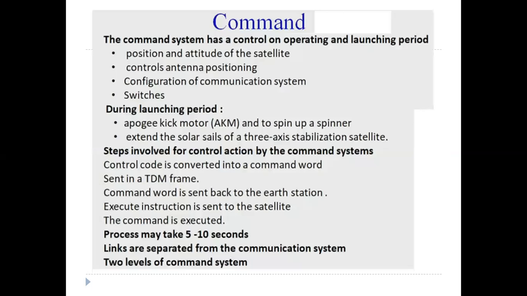minimizes the risk of an erroneous command causing a satellite malfunction. The command and telemetry links are usually separate from the communication system, although they may operate in the same frequency band, 6 and 4 GHz. Two levels of command system are used in the Intelsat satellite. The main system operates in the 6 GHz band in a gap between the communication channel frequencies. The main telemetry system uses a similar gap in the 4 GHz band.